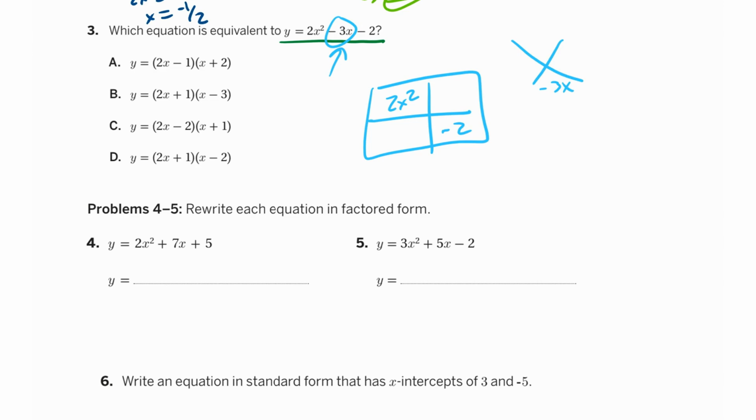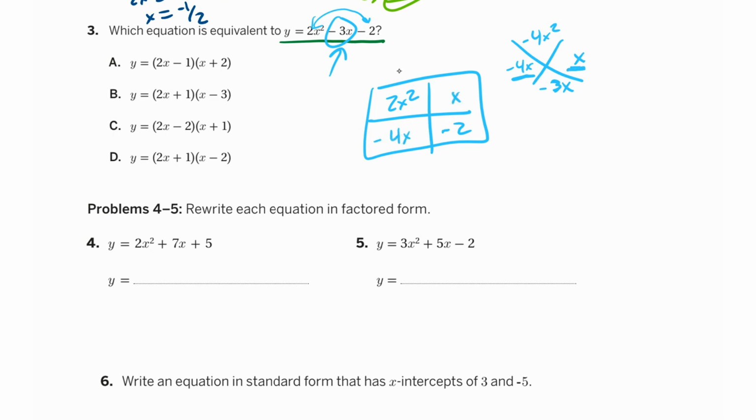The way I'm going to do that is multiply 2x squared and negative 2 to get negative 4x squared. And I need to find 2 numbers that multiply to negative 4x squared that add to negative 3x, which would be negative 4x and positive x. And again, this is the actual mathy part. It takes a little bit of practice to get used to finding those values, but then those go inside of our box here.